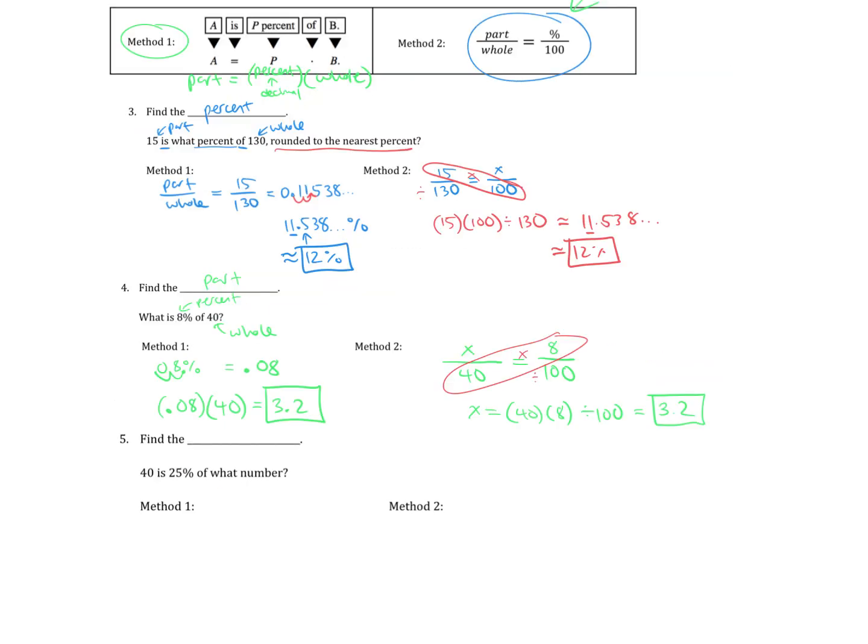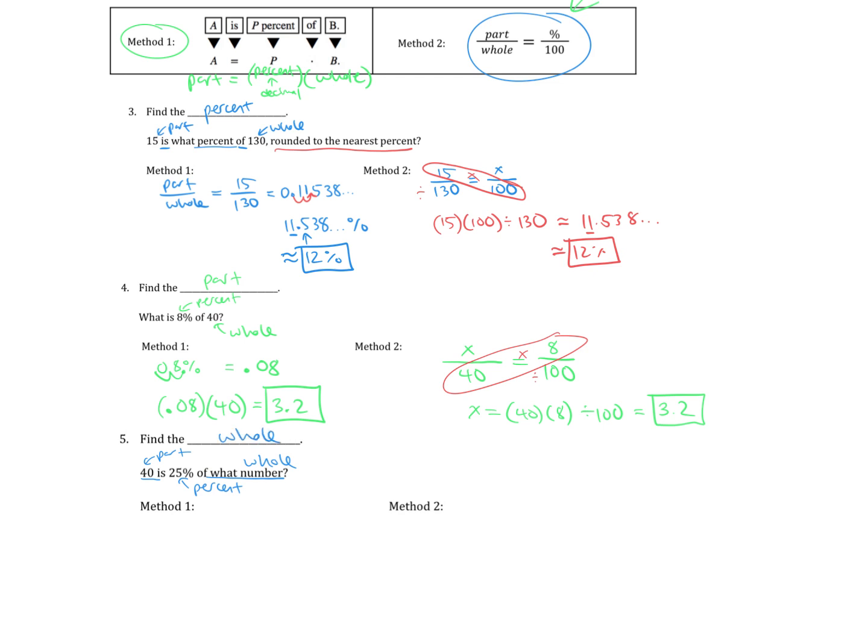And here's one more example. 40 is 25% of what number? This time, 40 is the part. 25% is the percent. Percent's easy to identify because it has a percent symbol. And then of what number, we're finding the whole. So what is the whole?